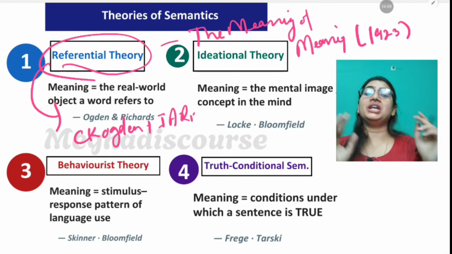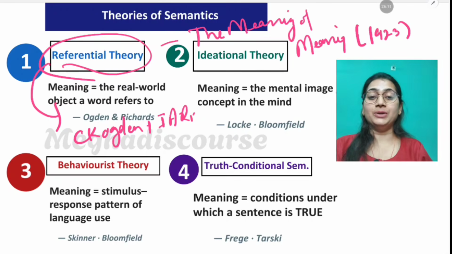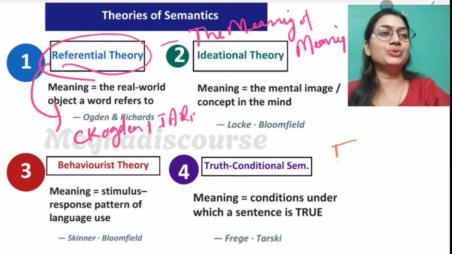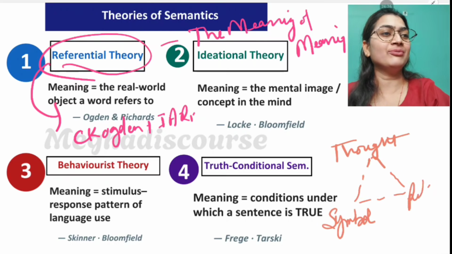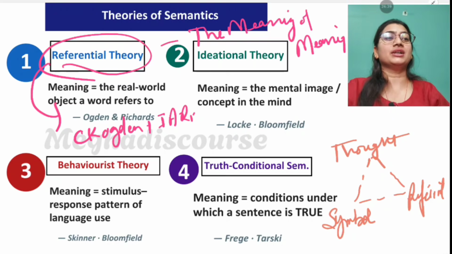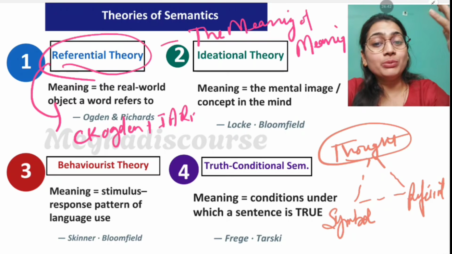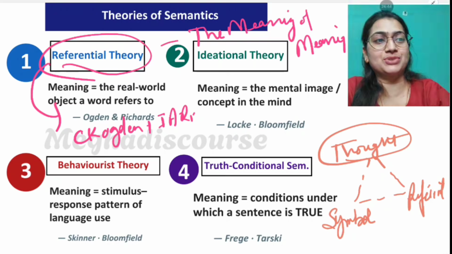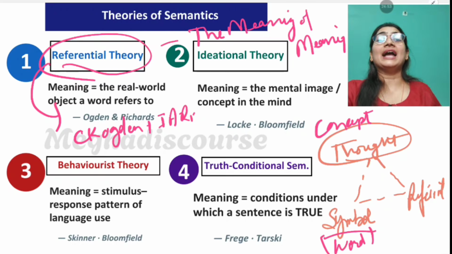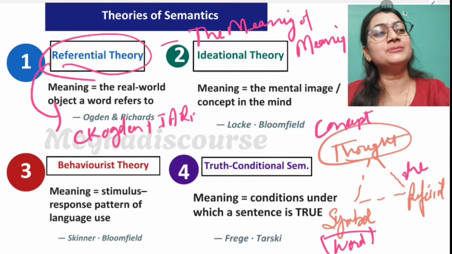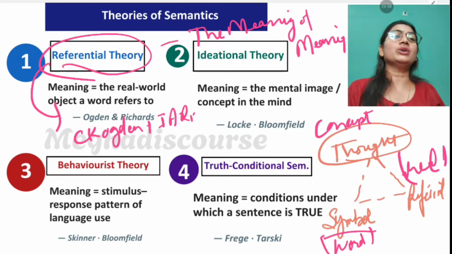Now C.K. Ogden and I.A. Richards have given you thought, and here we have symbol and we have referent. So this is your triangle. Thought means what comes in your mind; thought means the concept. Symbol means what I am referring with; it means the word. And referent means the real one. So this is your referent.